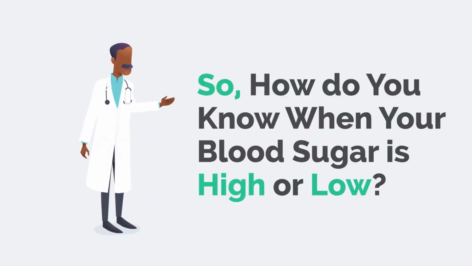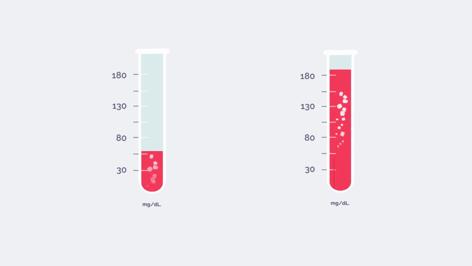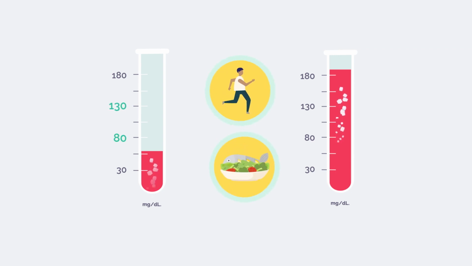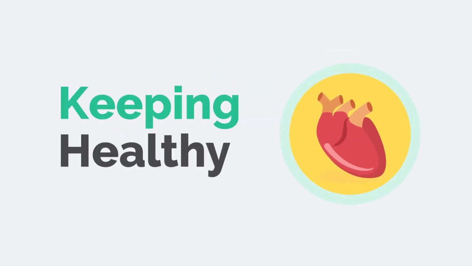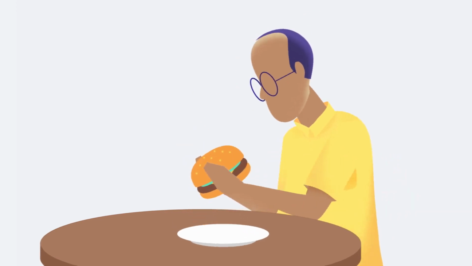So, how do you know when your blood sugar is high or low? Remember that the target glucose levels range from 80 to 130 milligrams per deciliter. This will vary during the day, depending on your activity level and what you eat. Anything below 80 is considered low blood sugar, and anything above 130 is considered high blood sugar. Keeping healthy: your diabetes management will center on keeping your blood sugar within the recommended target range.